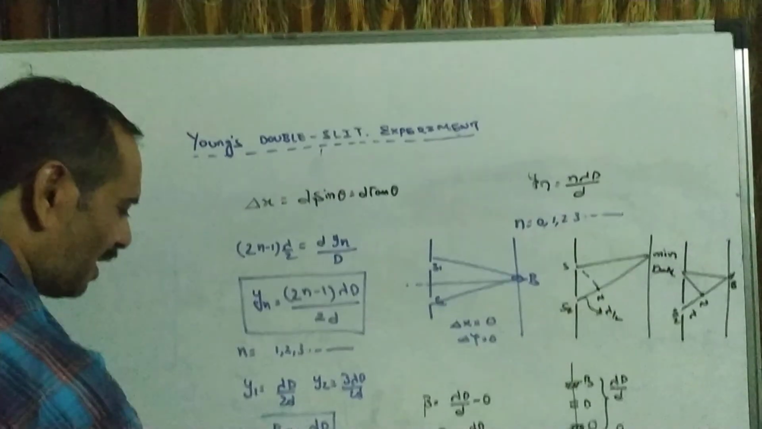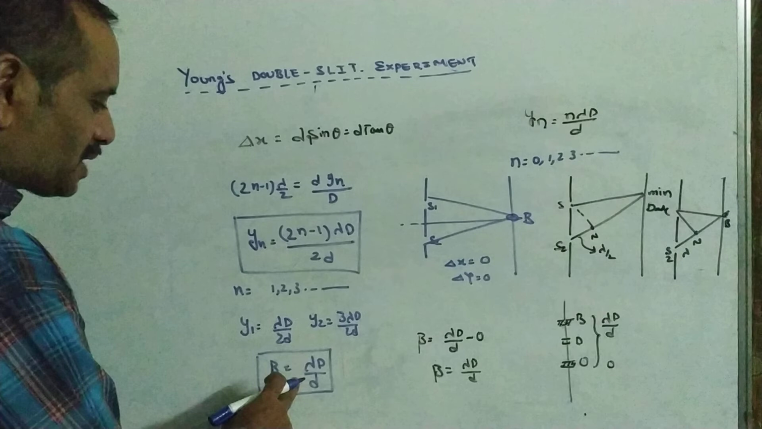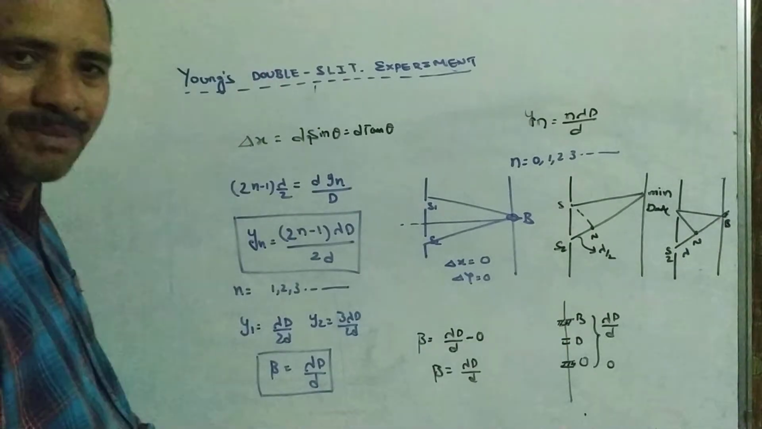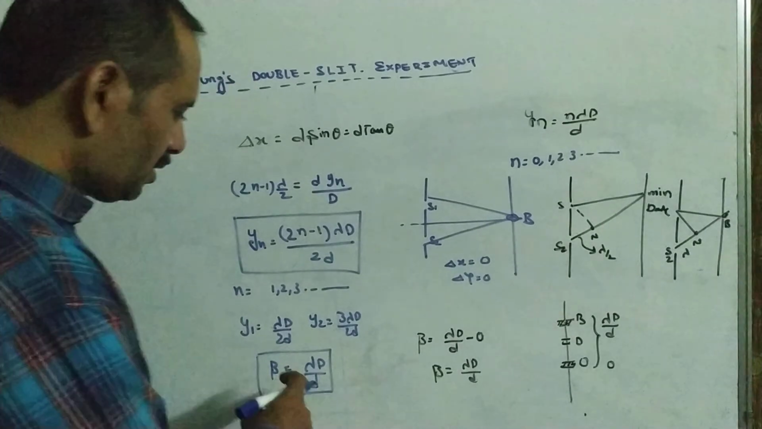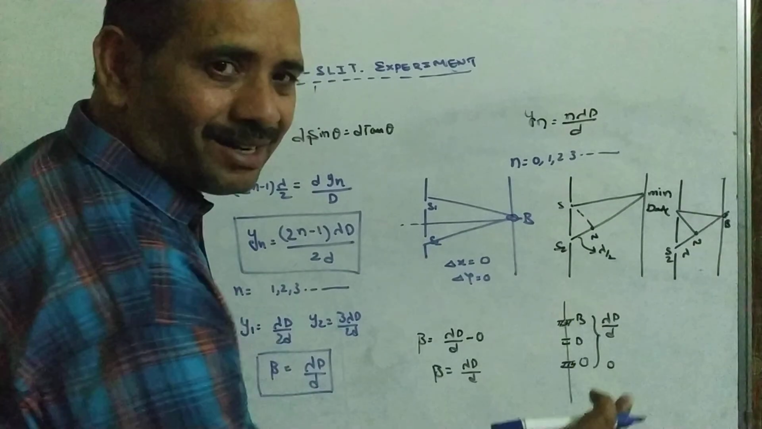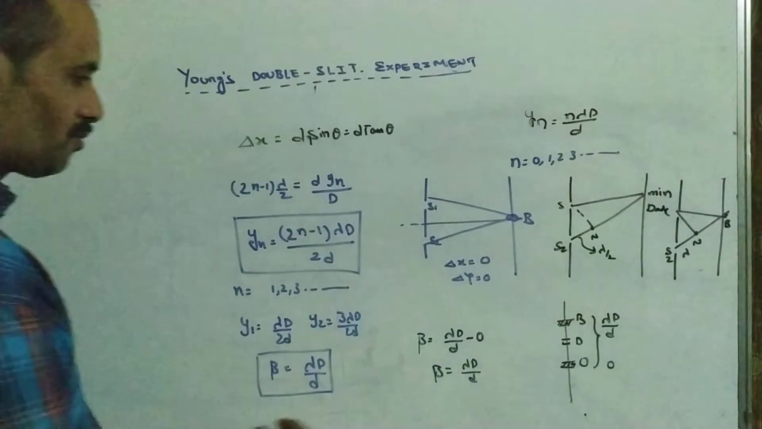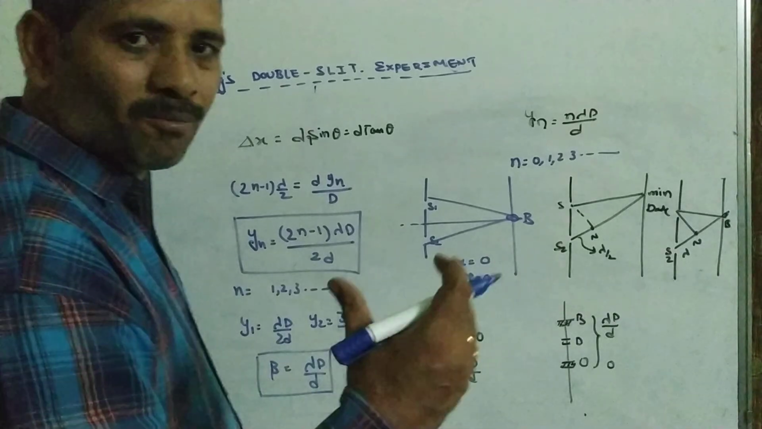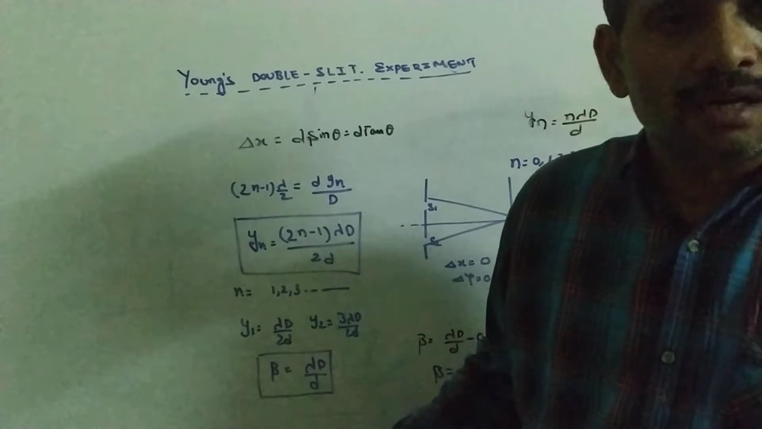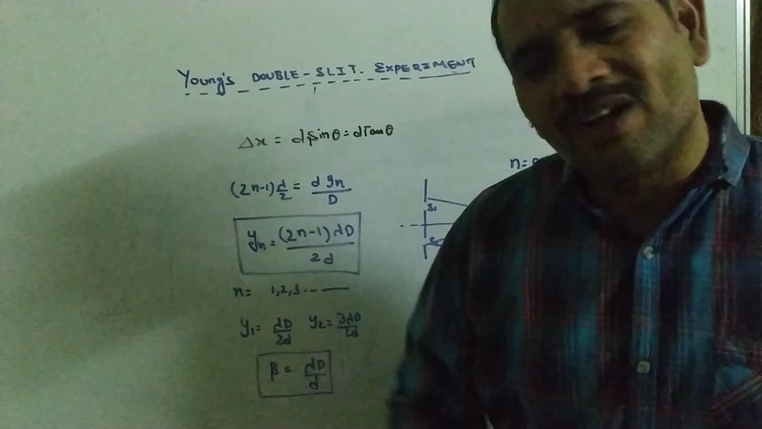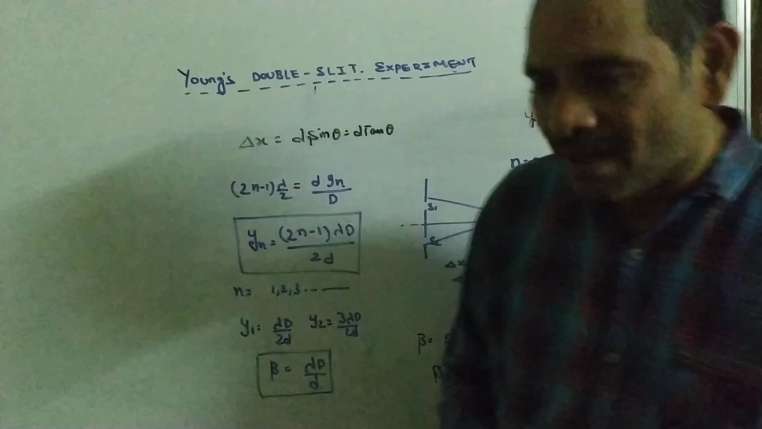So the conclusion from this is that the fringe width between two successive bright bands is the same as between dark bands. That indicates that bright and dark bands are equispaced. So you can understand very clearly, the interference pattern is equispaced. The expression for fringe width we got is beta equals lambda D by small d.